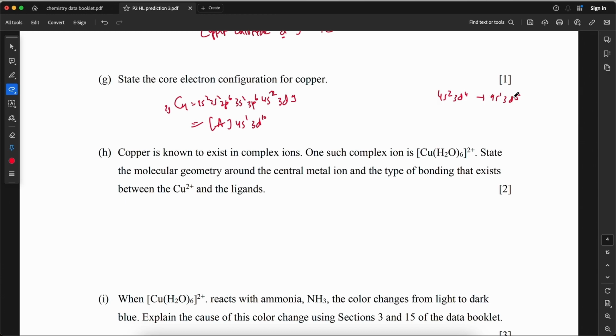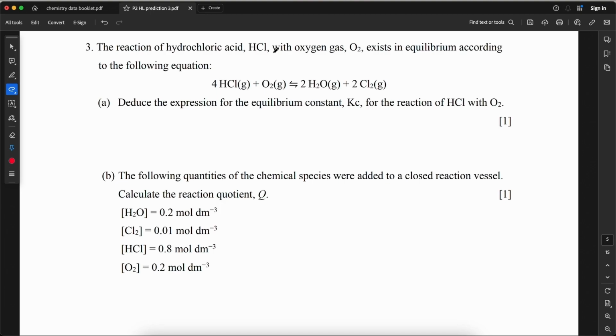This is half filled. The reaction of hydrochloric acid HCl with oxygen gas O2 exists in equilibrium according to the following equation. Deduce the expression for the equilibrium constant Kc for the reaction of HCl with O2. So that would be the products to the power of their coefficients divided by the reactants to the power of their coefficients.